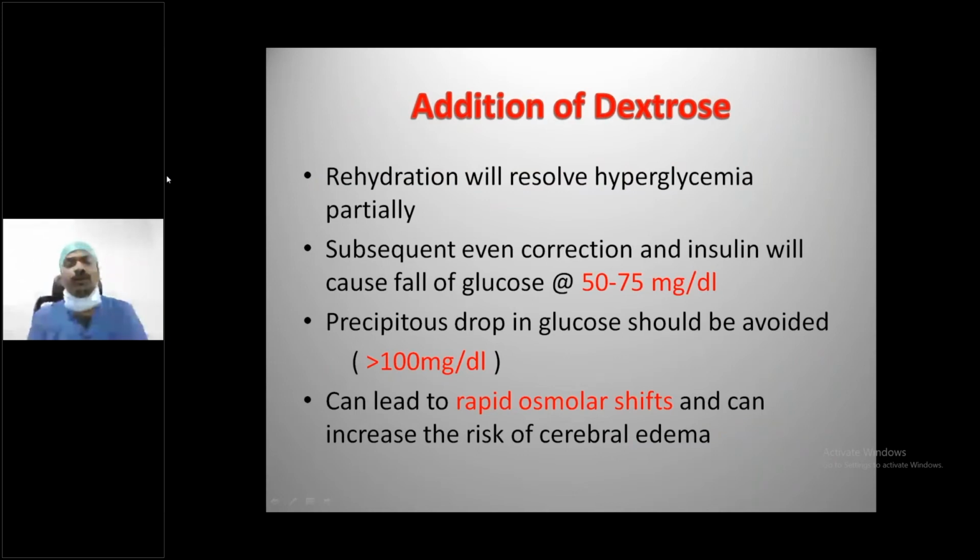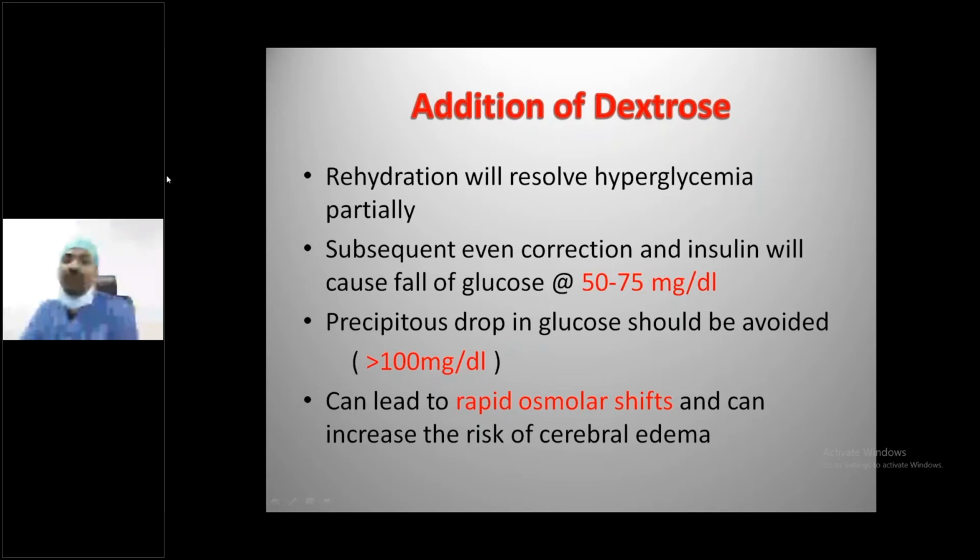When to add dextrose? As I said, rehydration will reverse hyperglycemia partially. So with subsequent fluid correction and the starting of insulin, glucose will fall at the rate of 50 to 70 mg per deciliter per hour. A precipitous drop in glucose, that is more than 100 mg per deciliter, should be avoided because it can result in a rapid osmolar shift and result in the occurrence of cerebral edema.